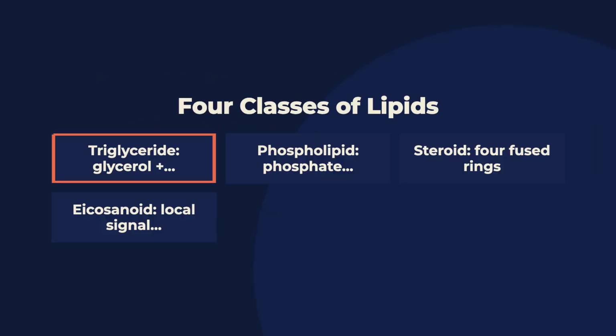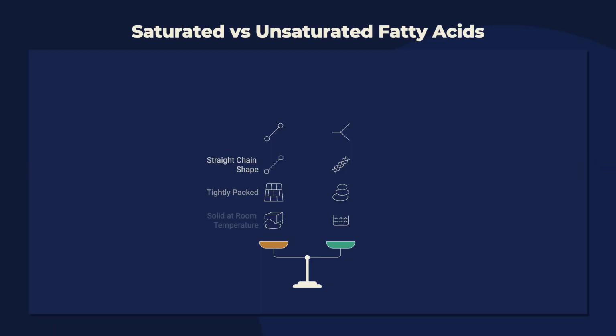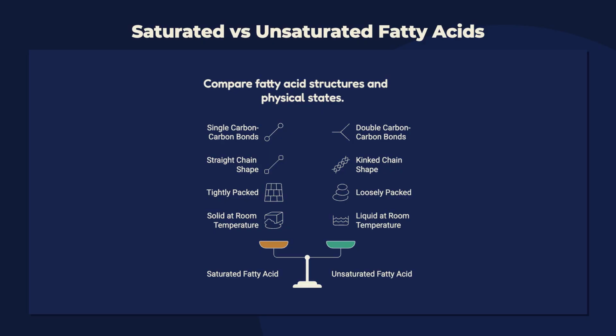Exam stems identify lipid classes by structure or function. Glycerol bonded to 3 fatty acids is a triglyceride, the body's most concentrated energy store. A phosphate head with 2 tails is a phospholipid. 4 fused rings signal a steroid like cholesterol, the source of estrogen, testosterone, cortisol, and vitamin D. A local signaling molecule tied to inflammation, pain, and fever is an eicosanoid, like the prostaglandins that aspirin and ibuprofen block. Fatty acid chains differ in one key structural detail.